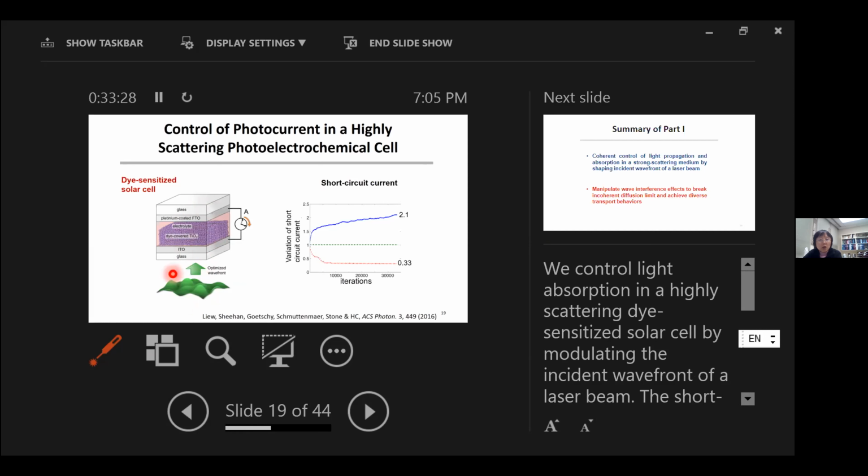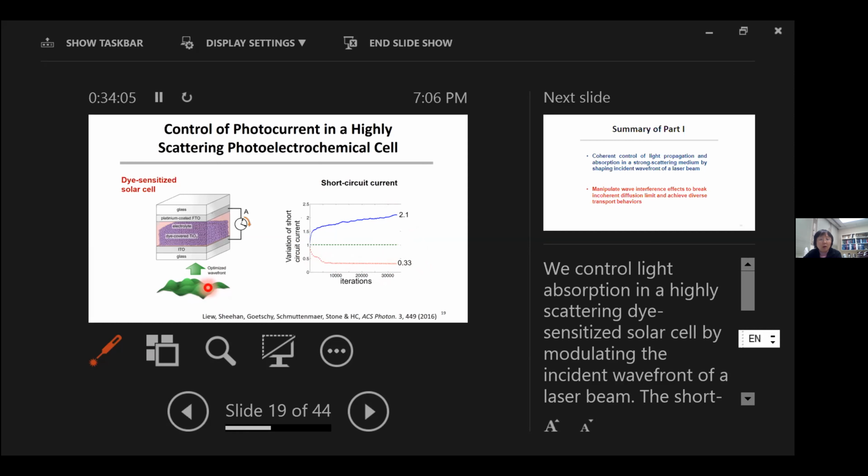So here, by adjusting the input wavefront, we had to do optimization. By just optimization, we can either enhance the short circuit current 2 times, or suppress the short circuit current by 3 times. So that means that we can really change the short circuit current or the absorption by changing the input wavefront. Of course, I'm not saying this can enhance the efficiency of the solar cell, because that's usually using white light.